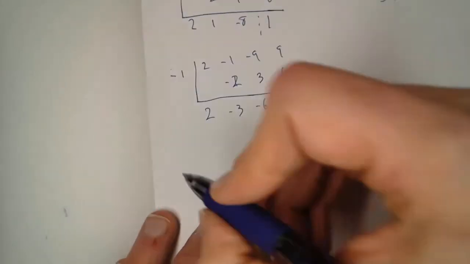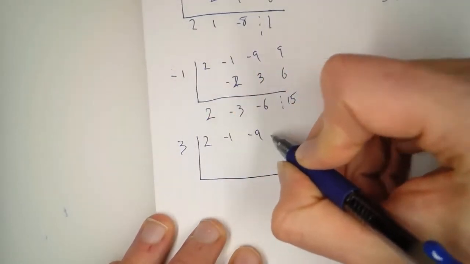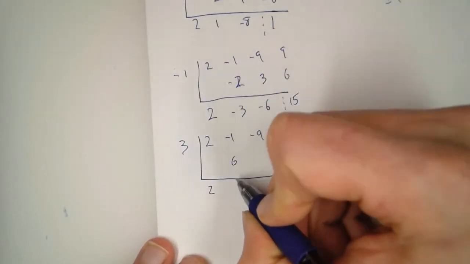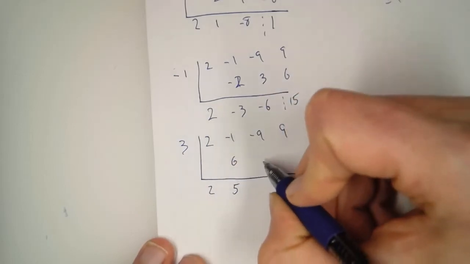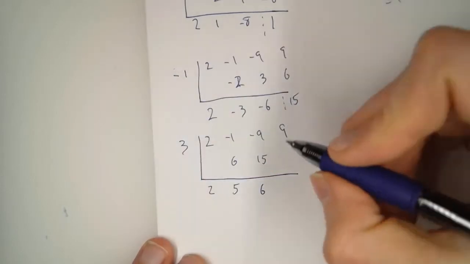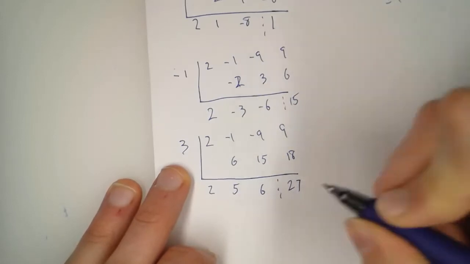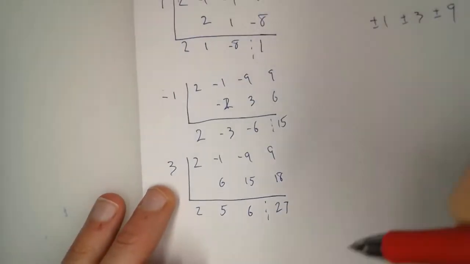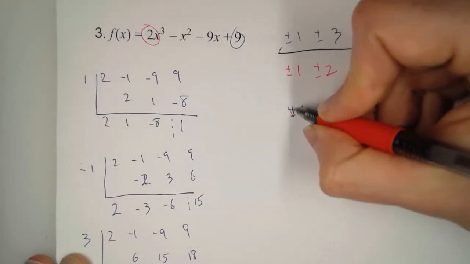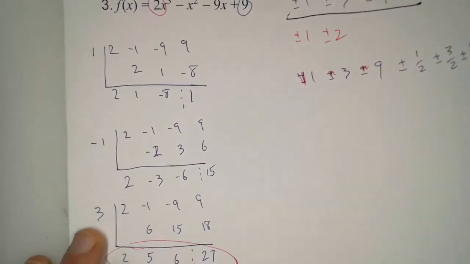Okay. So let's try the 3. So 2, -1, -9, and 9. Bring down the 2. Times 3 is 6. -1 and 6 is 5. 5 times 3 is 15. -9 and 15 is 6. 6 and 3 make 18. 18 and 9 is 27. That is not a 0, but all these numbers are positive. So that tells us that 3 doesn't work. We already got rid of those. 3 doesn't work, but it's too big, which means 9 also won't work.